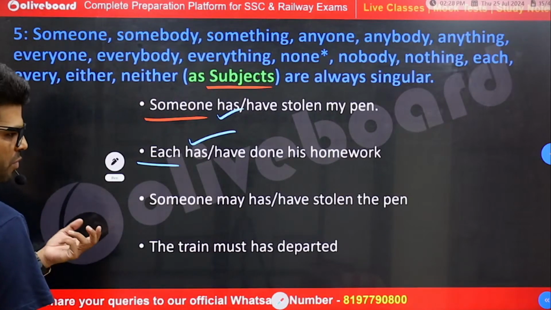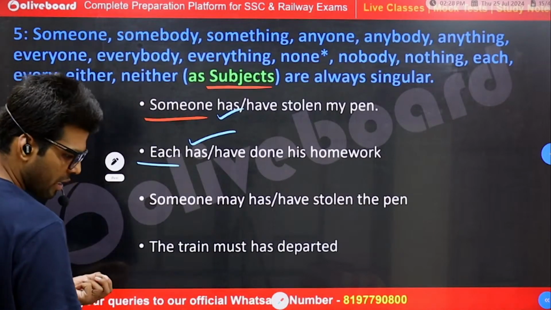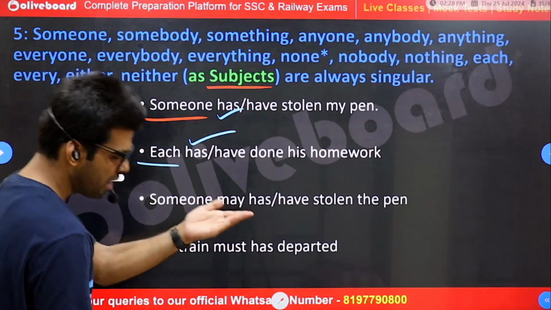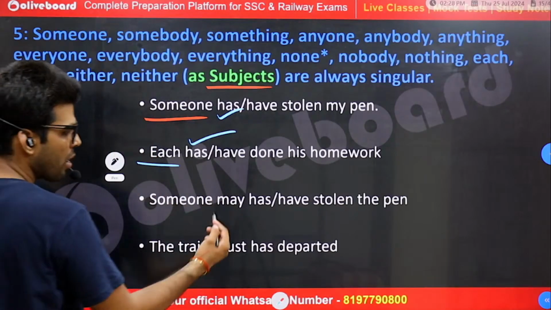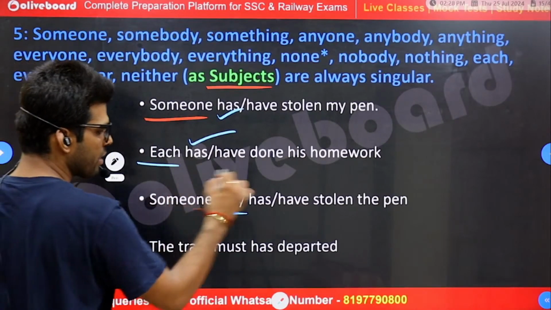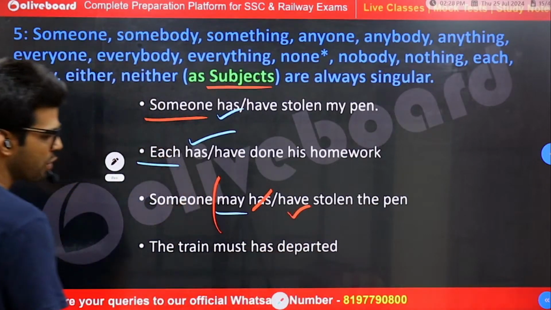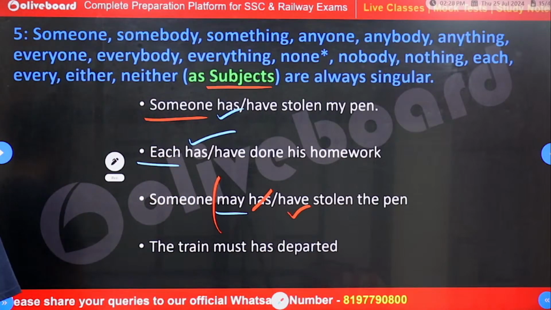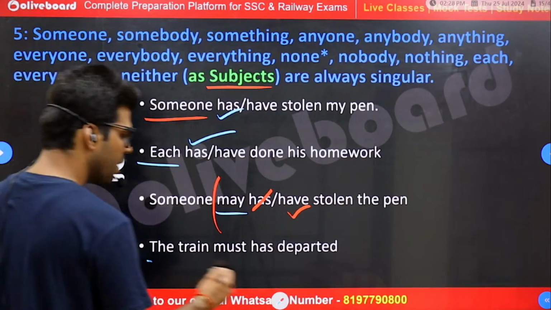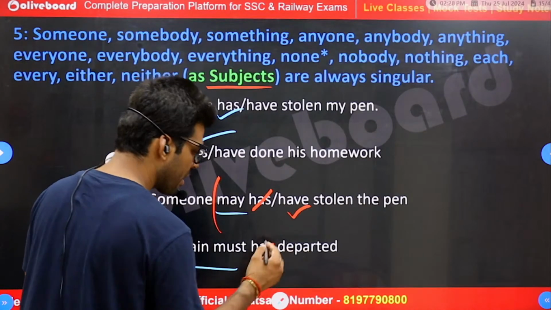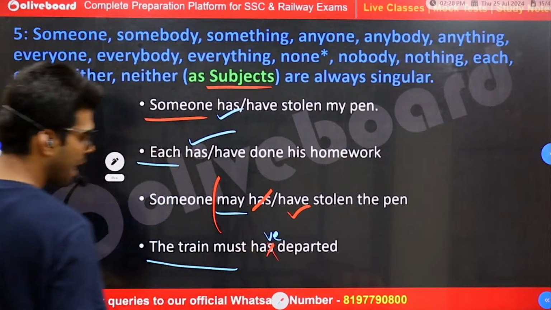But sometimes we misunderstand. There's an error of proximity, showing in the next slide. A modal may be in between. Don't consider the subject singular because a modal takes a fresh form after it. So don't say someone may has. I know, quite silly, but that's my responsibility to mention this. Don't say the train must has departed. Say the train must have departed.